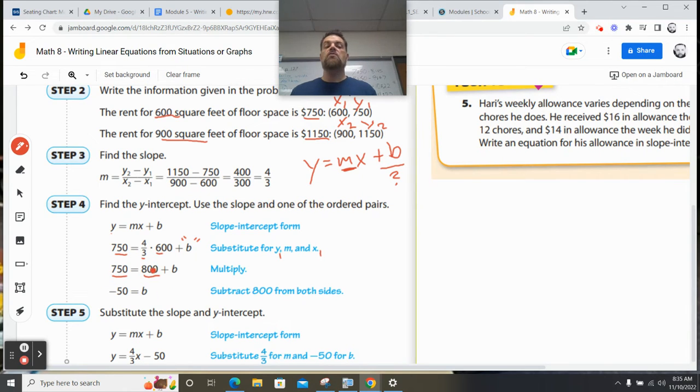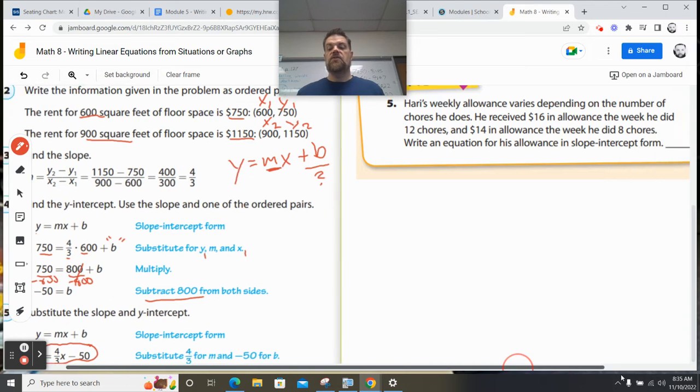So now what I'm going to do is subtract 800 from both sides. That's what we do, right? We're just solving the equation. 750 minus 800 is negative 50, and then I have b over here. And I'm subtracting 800 here. These cancel, and I get negative 50. So then I rewrite the equation with the slope and b. All right, so that wasn't too hard.